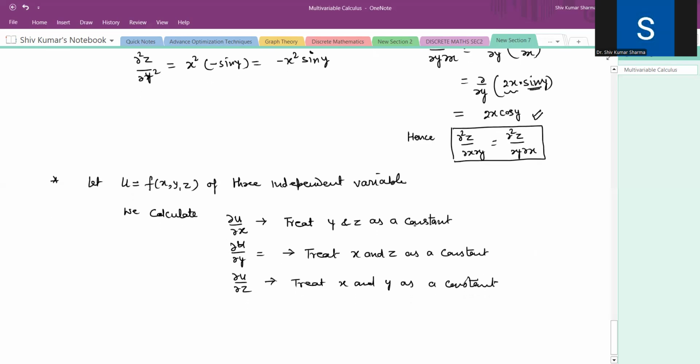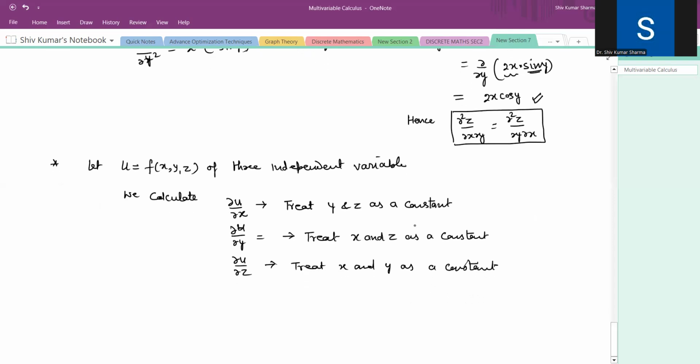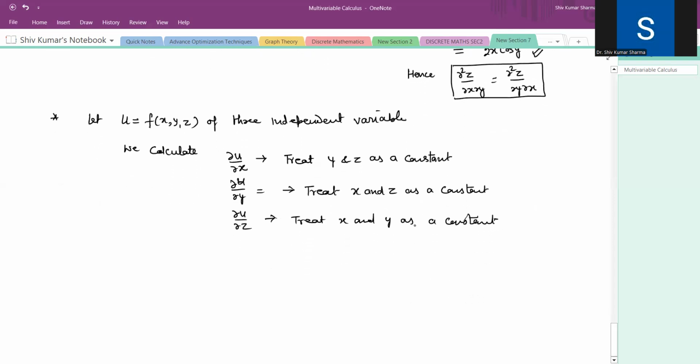Okay, so similarly, we can do this for the second derivative, third derivative, and so on by remembering these steps. That means when we differentiate partially with respect to x, we treat y and z as constants. When we differentiate partially with respect to y, we treat x and z as constants. And when we differentiate partially with respect to z, we treat x and y as constants. So now we take one example related to that.